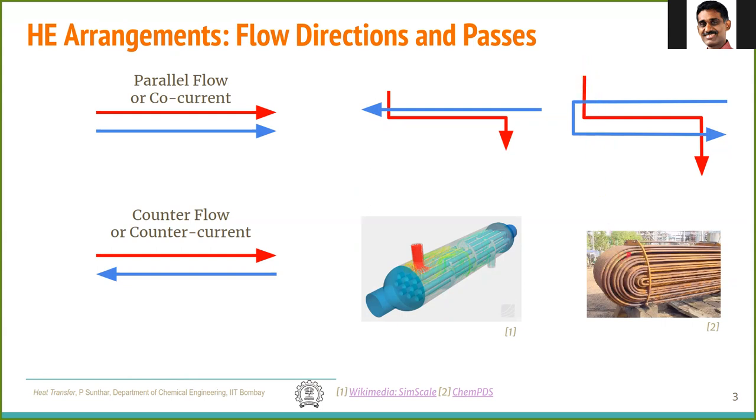Had the shell been there, the shell would have had a single pass. So the fluid enters and then goes. This is a single pass for the pipe. Single pass for the shell and double pass for the pipe. So there are various designs where you have multiple passes for shell and tube side.